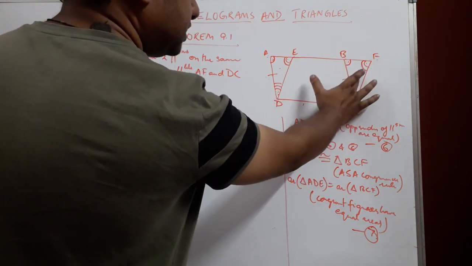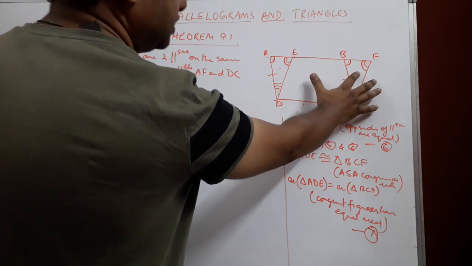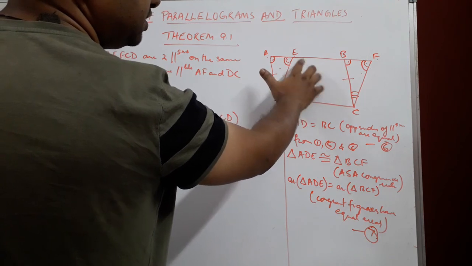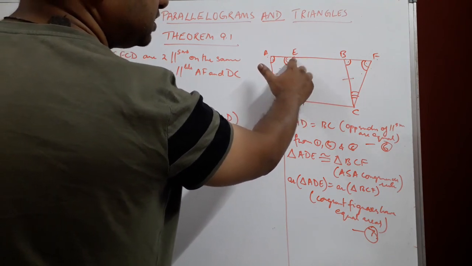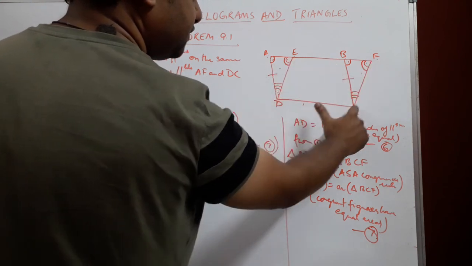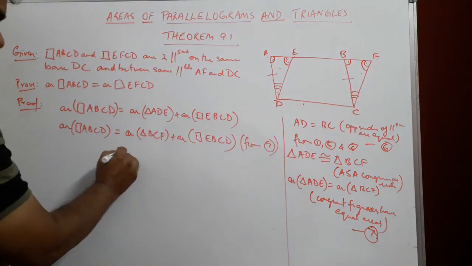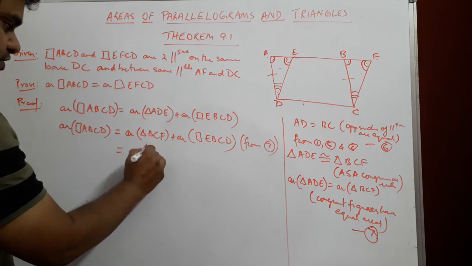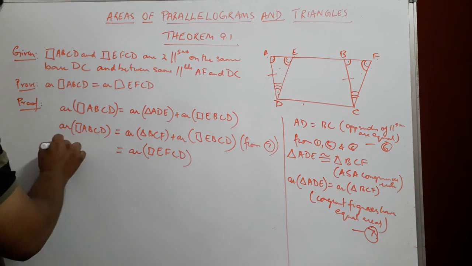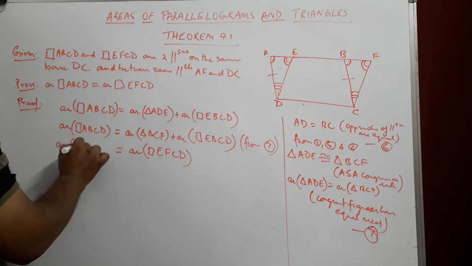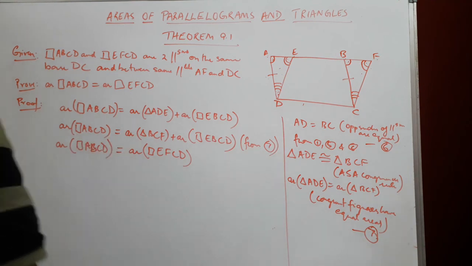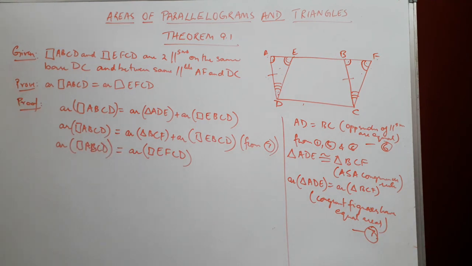So this triangle area plus this quadrilateral area gives you what? If you have a look, it gives you this area of the entire parallelogram, which is EFCD. So we can write over here, this is equal to area of quadrilateral EFCD. What is that? Area of quadrilateral ABCD. Got it?